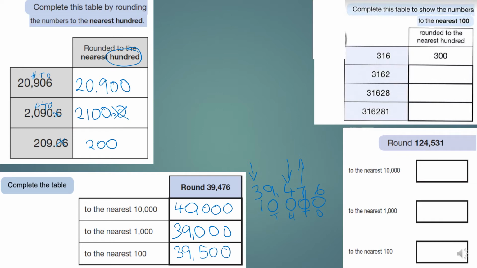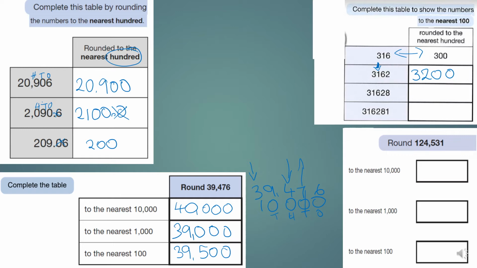Okay. Complete this table to show the numbers to the nearest 100. So round it to the nearest 100. So they've done the first one, and they've said 316 rounded to the nearest 100 is 300. So then we've got 3,162. So we're going to look here at the hundreds. So we have a 1, then we have a 6. So this is going to round up. So this therefore will round to 3,200.